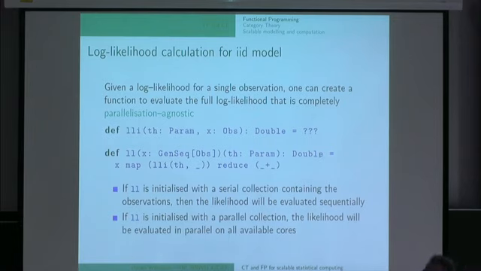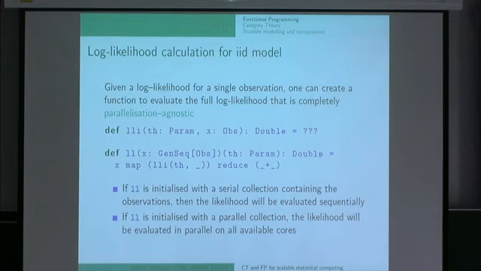And then our log likelihood function is just the function that takes the data, maps our likelihood function, and then reduces by summing, assuming we get back a log likelihood. If I pass in a serial collection, this function will evaluate serially on a single core. If I pass in a parallel collection, it will operate in parallel on all available cores, but I don't change my code. So I write this function log likelihood once, and if it's serial, it will evaluate serially. If it's parallel, I don't care.